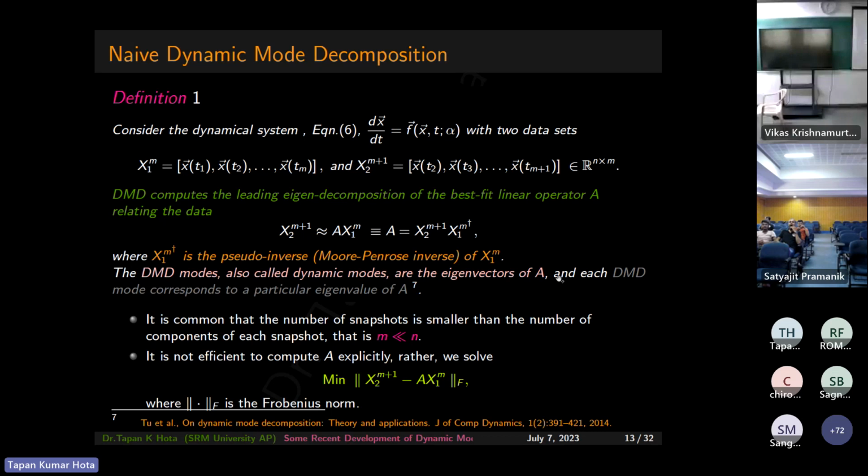Now, to find out the A explicitly, or to find out the Moore-Penrose inverse and multiply it to the x2 to m plus 1, it can be done by this minimization problem, where F denotes the Frobenius norm. Why the Frobenius norm? Because it is a simple extension of the Rn vector, the standard Euclidean norm or distance, from vector to matrix norm. That's why it is a more natural norm to be taken.